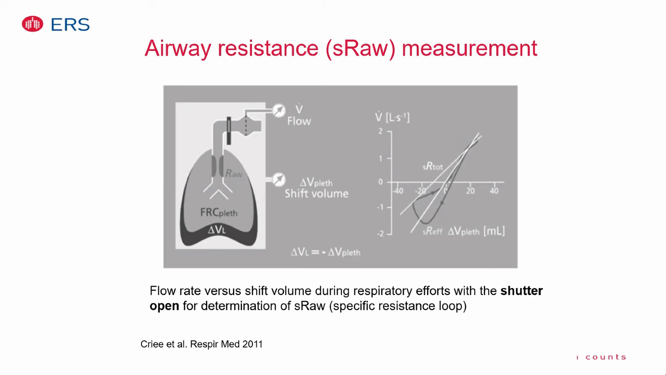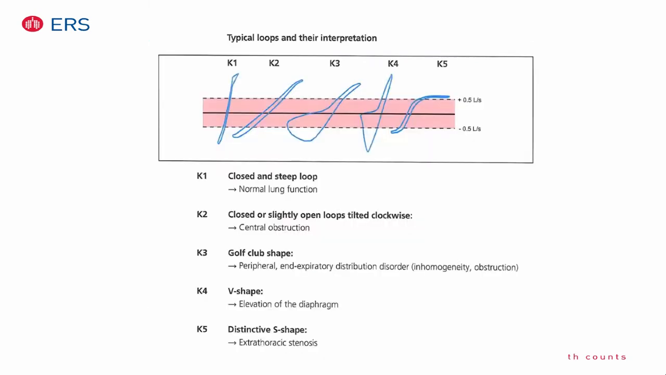The total specific resistance is more sensitive, because if you give Ventoline and you have an opening, this curve will get much steeper, sorry, flatter, than this one, which will move less. But this curve here is more reproducible if you do several efforts. So this is the one we mainly use.